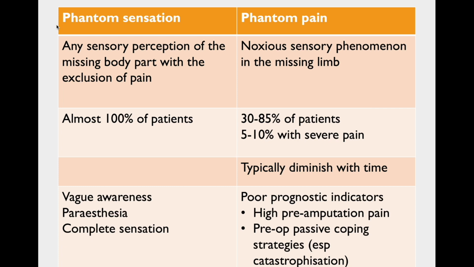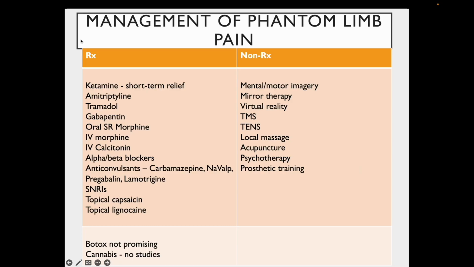In terms of phantom pain, this is when the phantom limb is actually painful. It occurs in 30 to 85% of patients, with 5 to 10% of patients experiencing severe pain. Phantom sensation and phantom pain typically diminish with time, in my experience usually within a year post-amputation, and this is just the time that the brain takes to relearn that the limb is no longer there. It also helps when patients walk with prostheses. Poor prognostic indicators are high pre-amputation pain or passive coping strategies, for example, catastrophization prior to surgery.